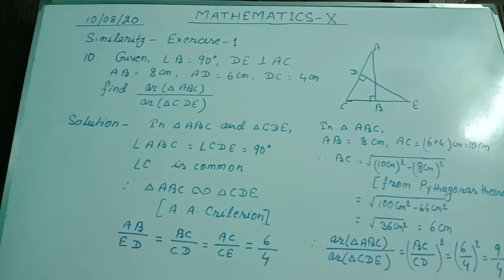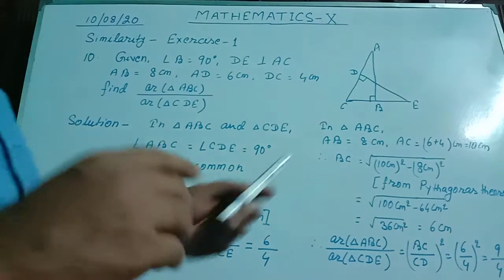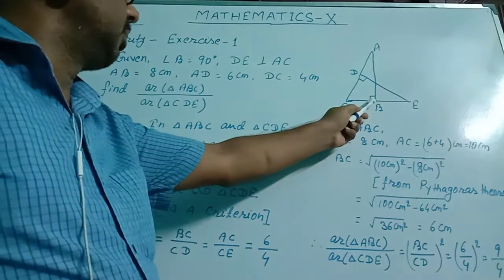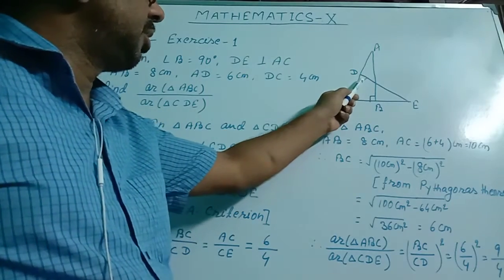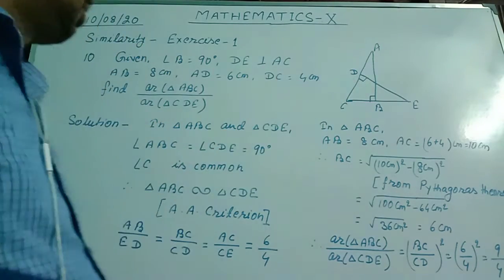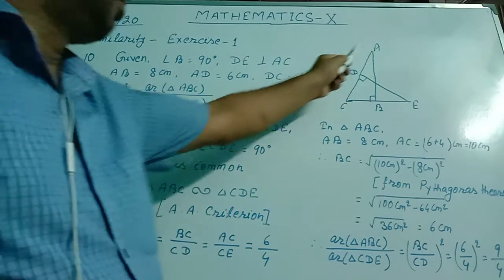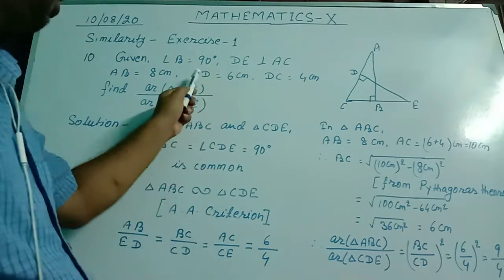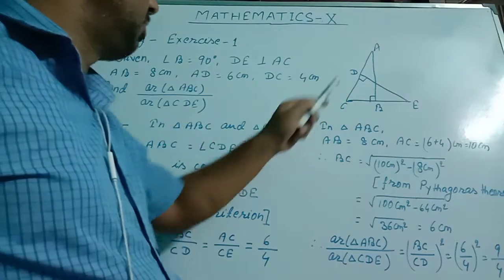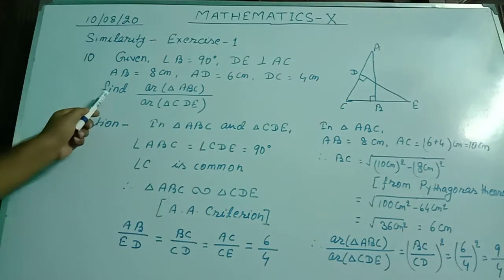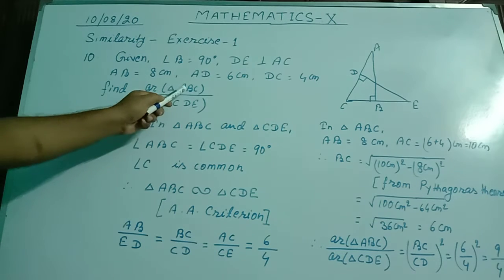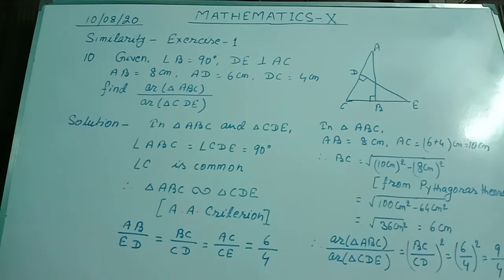In question number 10, this figure is given in which angle B equal to 90 degrees and DE is perpendicular to AC. So here this angle is also 90 degrees. AB equal to 8 centimeter, AD equal to 6 centimeter, DC equal to 4 centimeter. We are asked to find area of triangle ABC by area of triangle CDE.